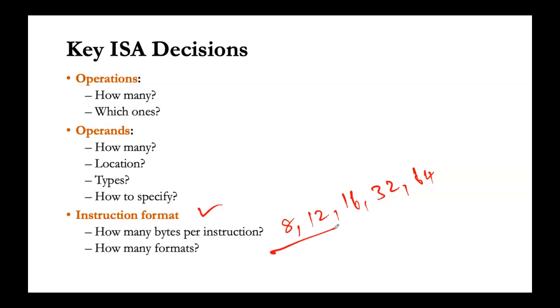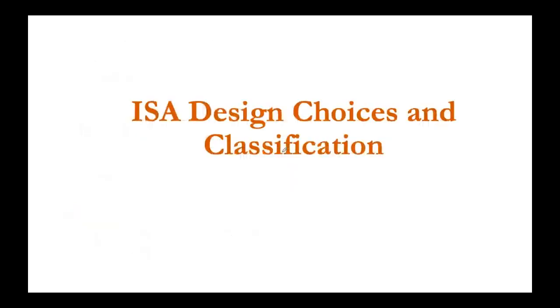In our exercises, in our entire course, we mainly follow the 8 bits and 12 bits for binary encoding of instructions. Then how many different formats are you using? So based on these three, the ISA decision will be taken. Now let us see them one by one.